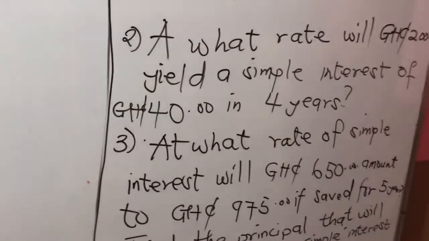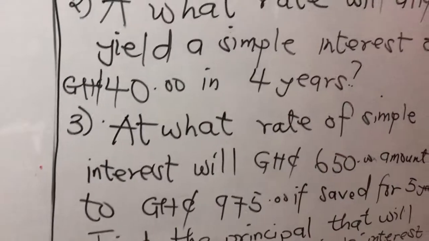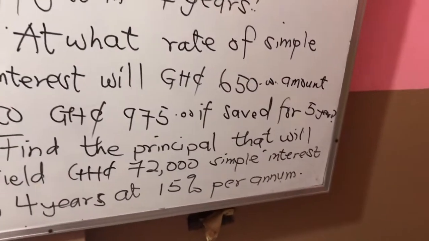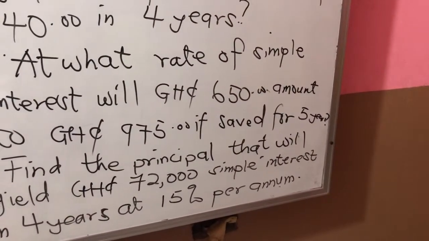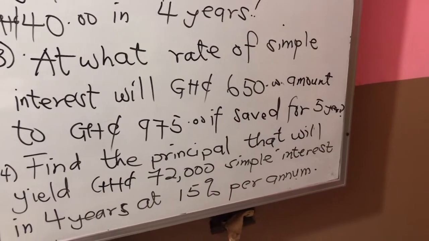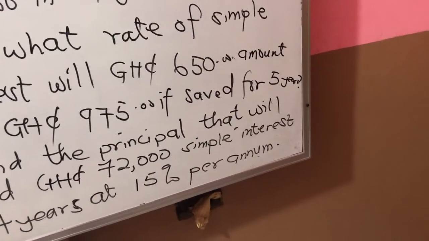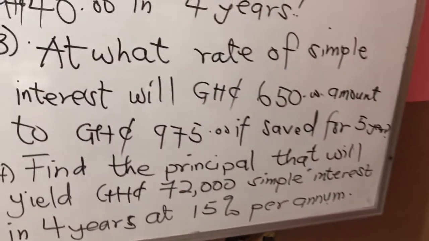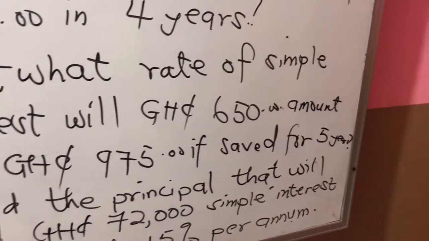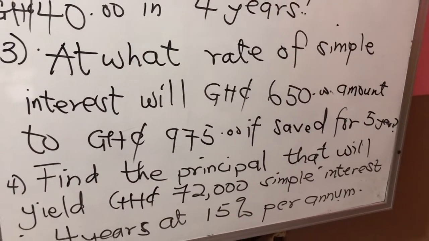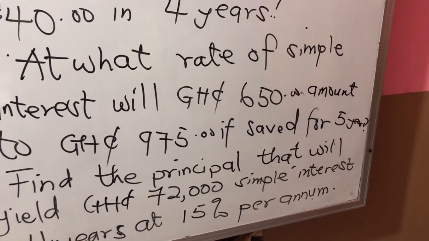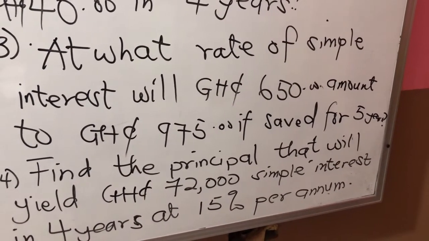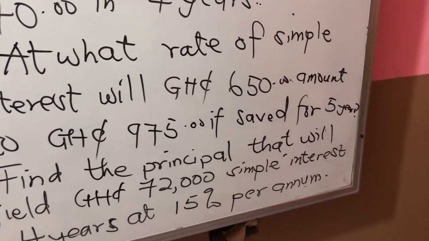At what rate of simple interest will 650 Ghana cedis amount to 975 Ghana cedis if saved for 5 years?